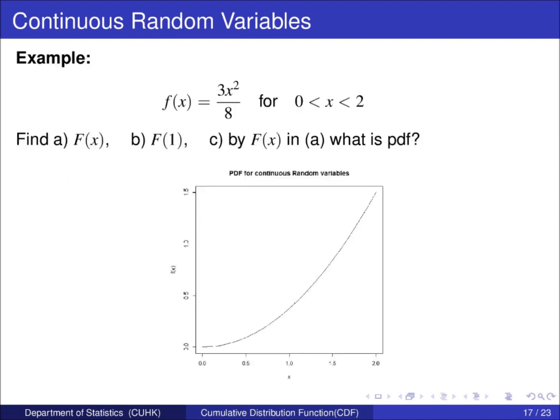We will also take a look at an example for the continuous case. Let's say we have the function f(x) equal to 3 times x squared over 8 for x between 0 and 2. We are going to find part A, the CDF. Part B, F(1), which is the probability of x smaller than or equal to 1. And part C, given f(x) and the CDF in part A, we are going to find the PDF f(x) back.